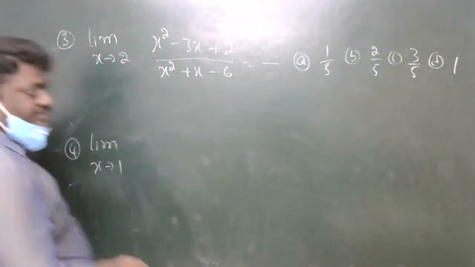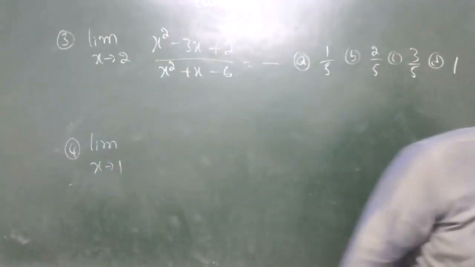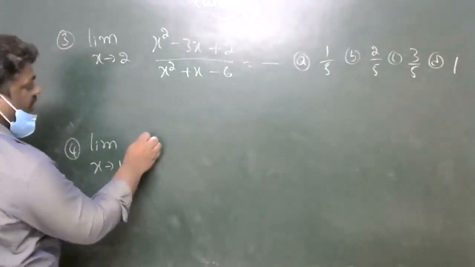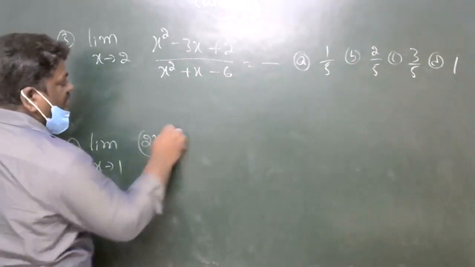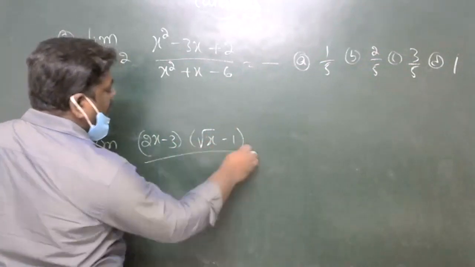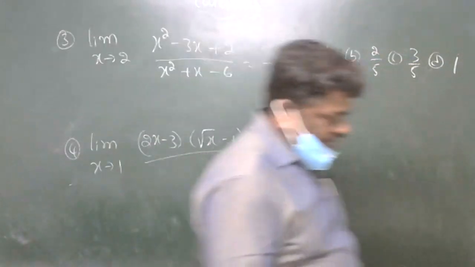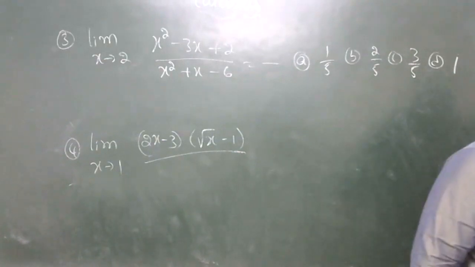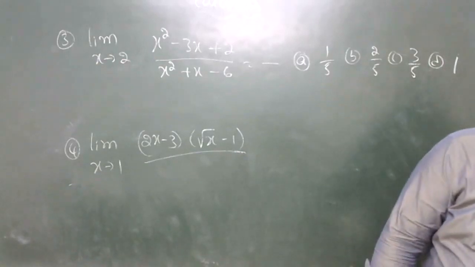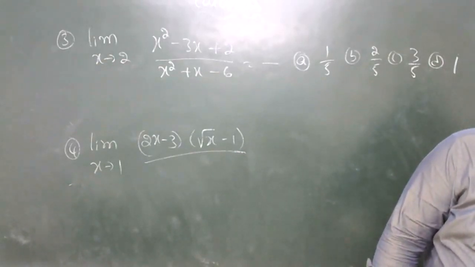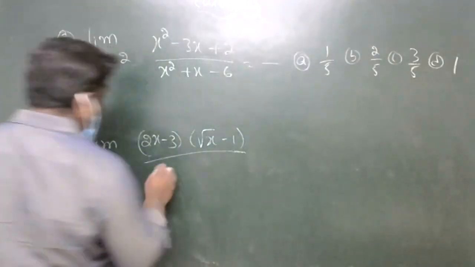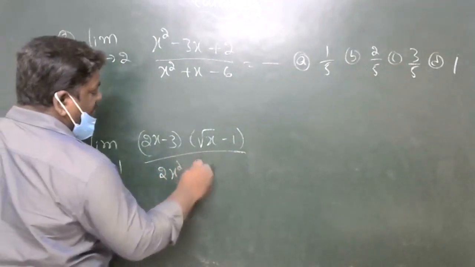Limit as x tends to 1, 2x minus 3, because 100% a question will come for you in this, into square root of x minus 1 divided by 2x square plus x minus 3.